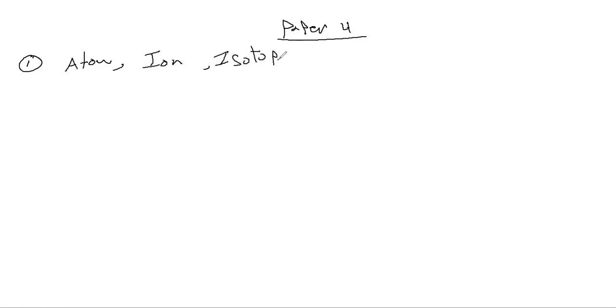Paper 4, revision paper 4, part 1. In paper 4, we must know some comparisons. Number 1, the difference between atom, ion, isotopes. Number 2, difference between bonds.